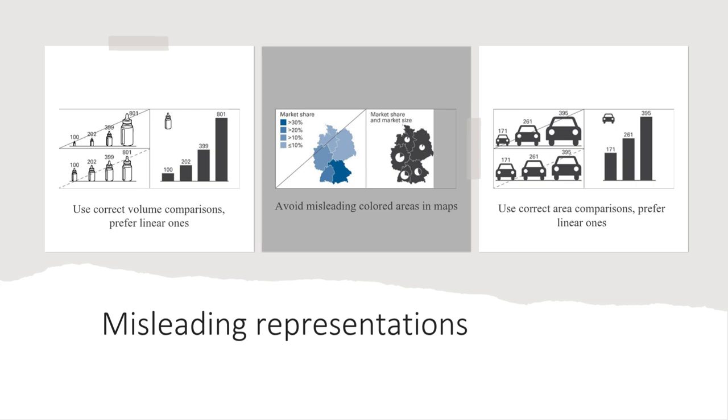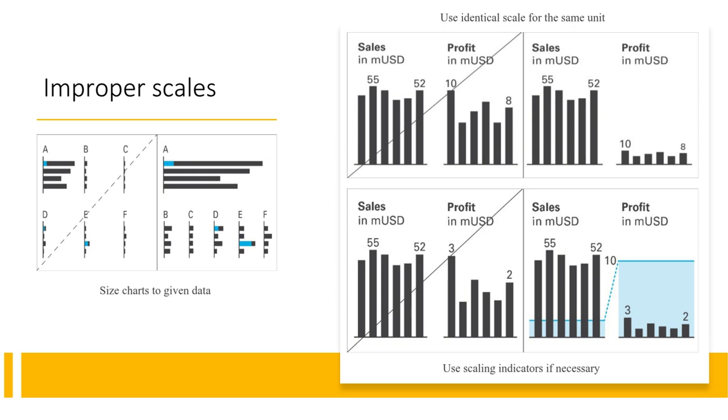Misleading representations. Area and volume comparisons. When comparing quantities visually, linear representations are almost always more honest than area or volume. Misleading maps. Using colored areas where the size of the area has nothing to do with the value being shown. Use correct area comparisons, prefer linear ones.